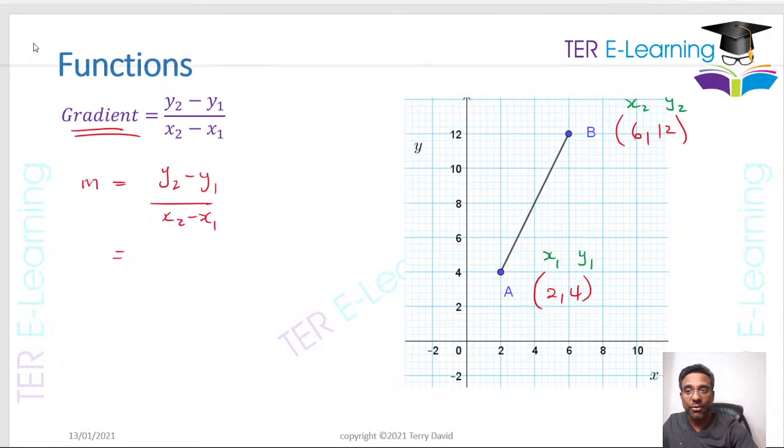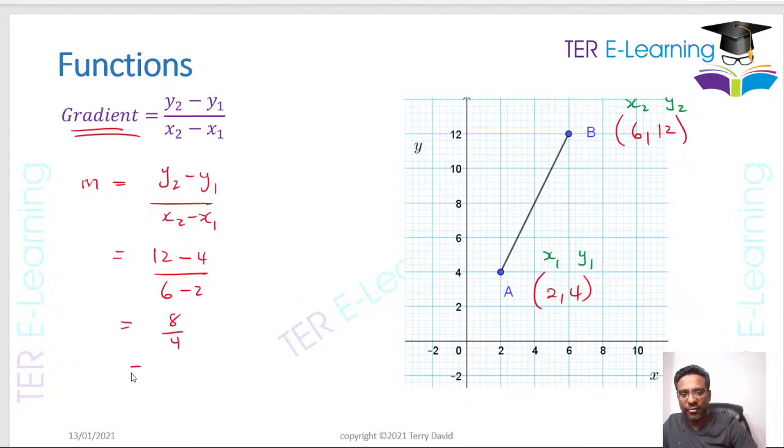So all I need to do now is to plug those numbers into my formula. So y2 is actually equal to 12 minus my y1, which is equal to 4, divided by x2 minus x1, which is 6 minus 2. So therefore 12 minus 4 is 8 and 6 minus 2 is 4. So therefore my gradient of that line segment AB is actually equal to 2, right? That's what my gradient is. So you have to be able to find the gradient when you are given 2 points.